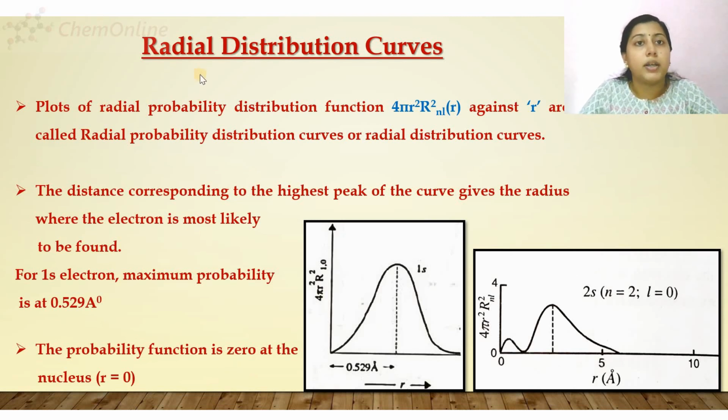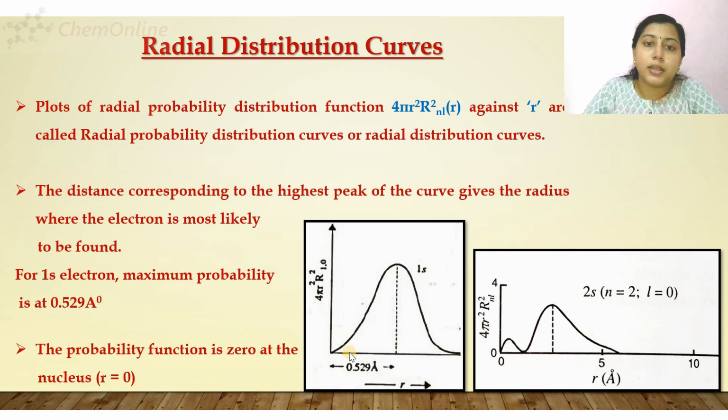Now let's see what radial distribution curves are. When we plot the radial probability distribution function 4 pi r squared times capital R squared against the radial distance r, such plots are called radial probability distribution curves or radial distribution curves. These two figures show the radial distribution curves for the 1s orbital and 2s orbital of the hydrogen atom.